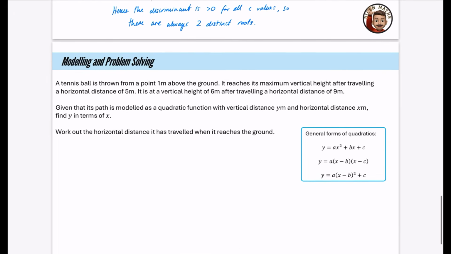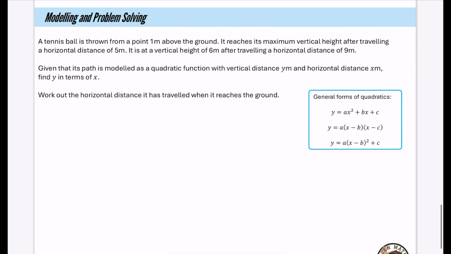Okay, last one, modelling and problem solving. And I wanted to use this as an opportunity to talk about some general forms of quadratics, because I think it's something I could have improved in my playlist that we've got here.